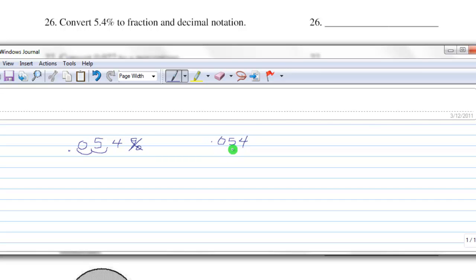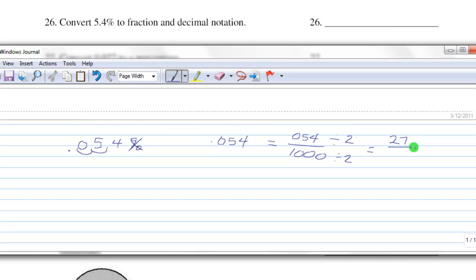And because we have 3 decimal places, that is 1,000. So we're going to write 54 over 1,000. 54 thousandths, 54 over 1,000. And then let's reduce that to lowest terms. These are both even, so we can divide by 2. So we get 27 over 500. That's going to be our fraction.